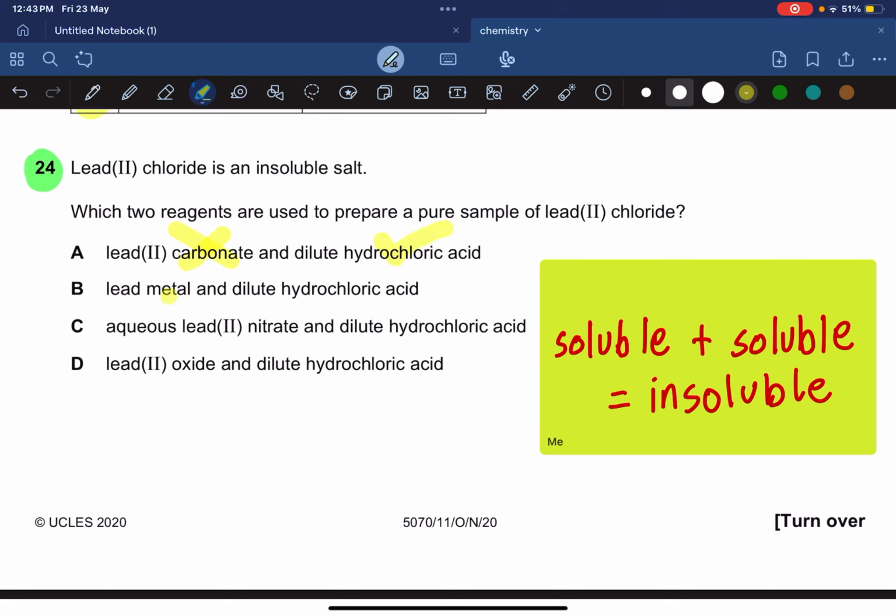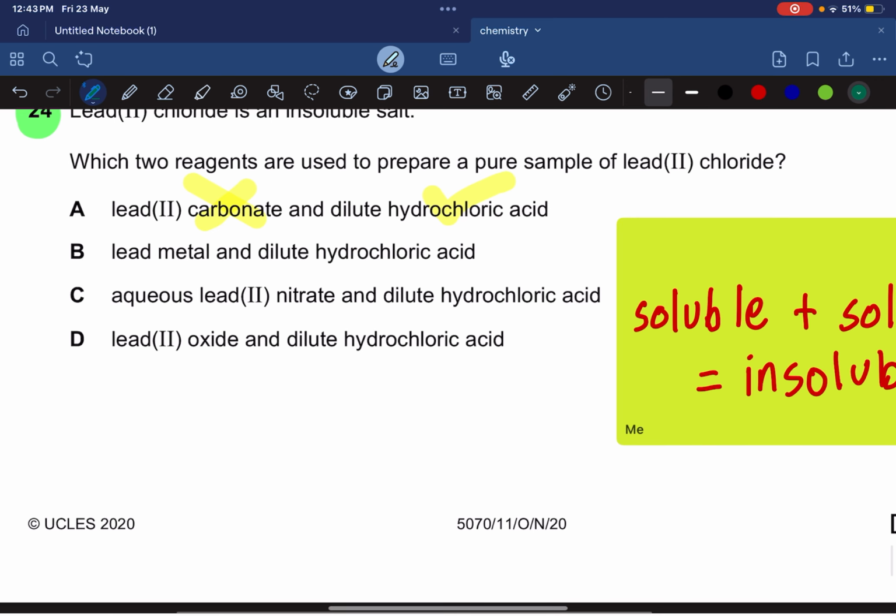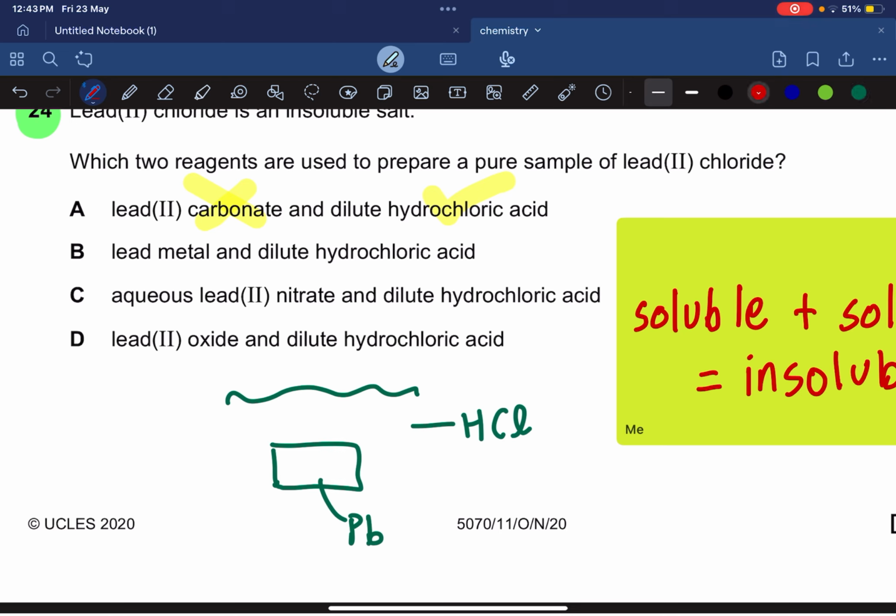Okay, lead metal and dilute hydrochloric acid. What do you guys think? Let me tell you an interesting thing about this reaction. You have this lead metal right over here, which is Pb, and you have this hydrochloric acid, which is HCl. What is this going to form? This is going to form lead chloride. So a layer of lead chloride forms around your lead metal. So this is PbCl2.